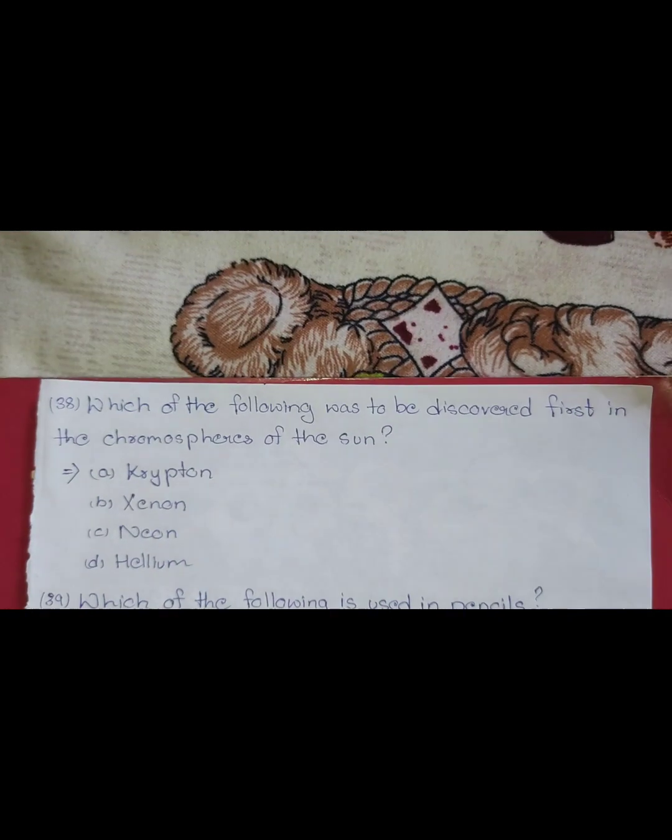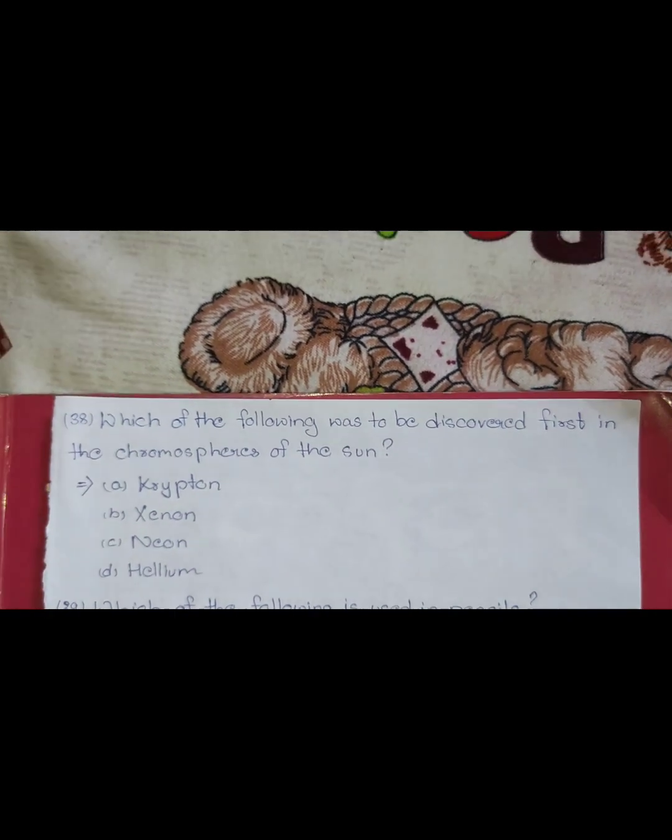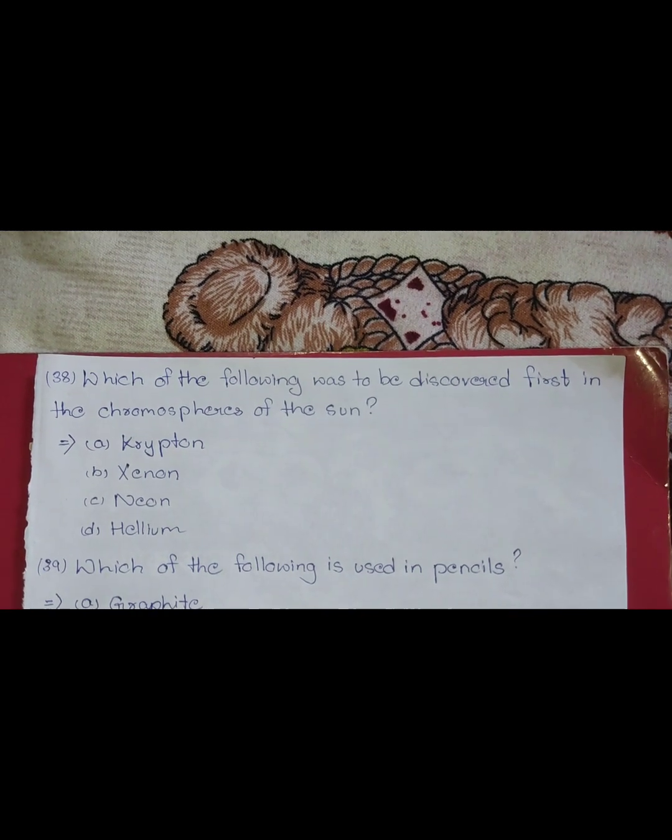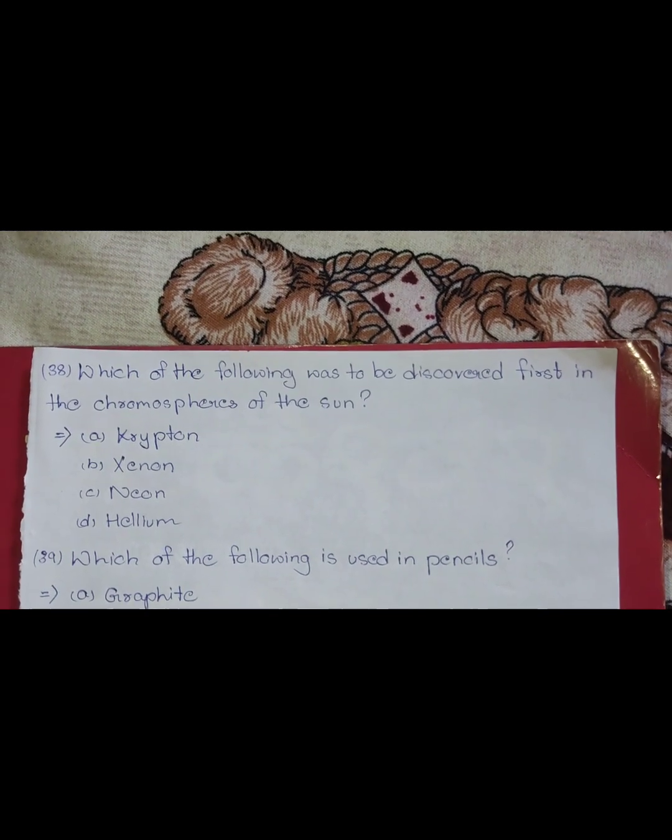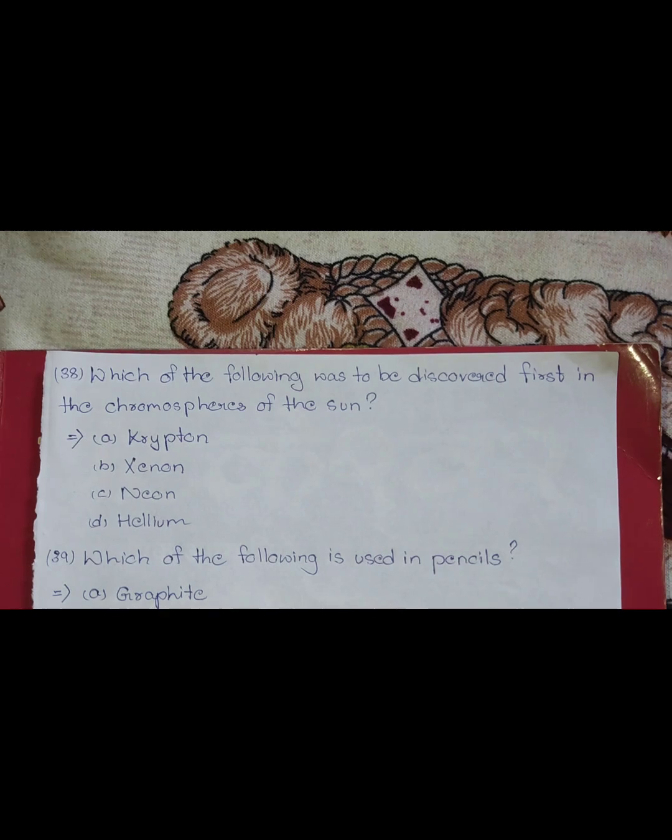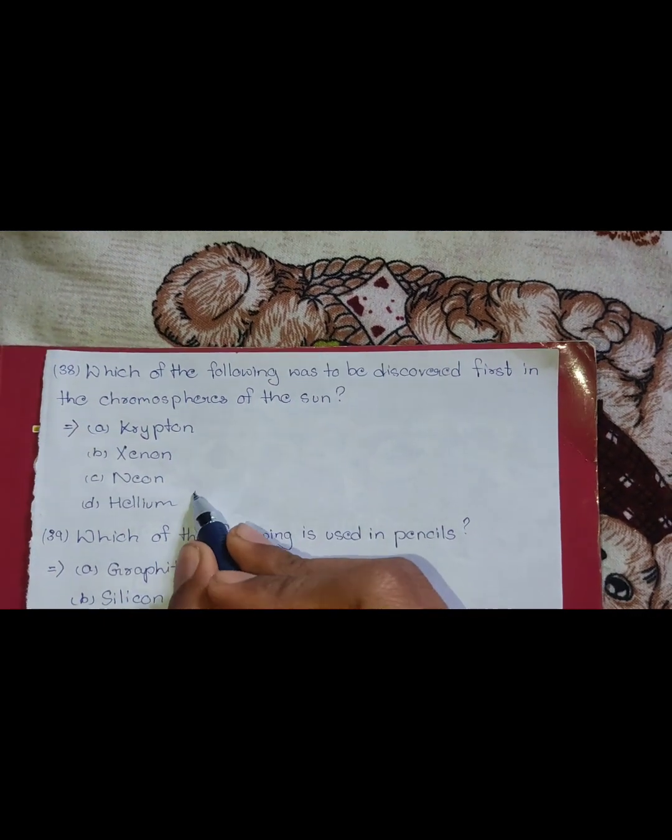Next question. Which of the following was first discovered in the chromosphere of the sun? Option A krypton, option B xenon, option C neon, option D helium. The right answer is option D helium.